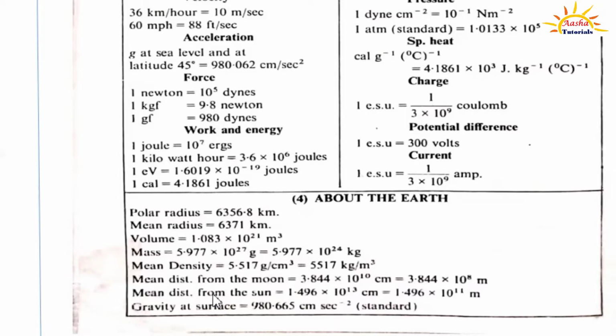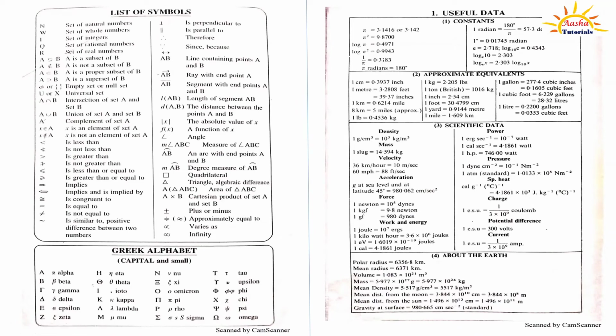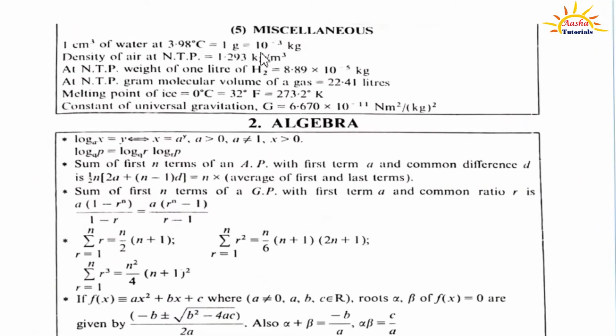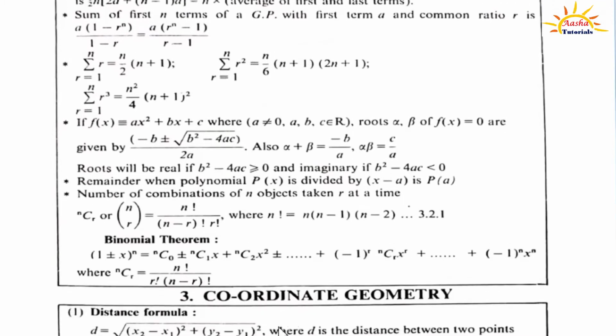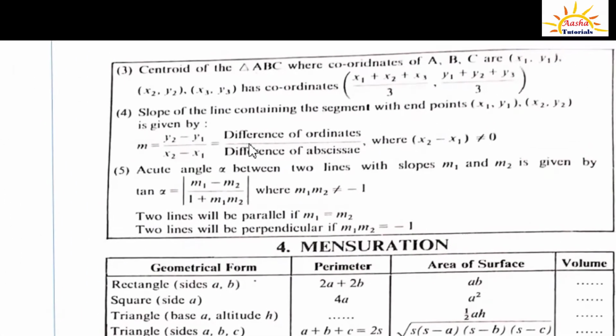I suggest that whenever you have free time, you go through all these constants, and you must remember them; this is very useful data. Then as I turn the next page, there are certain miscellaneous, meaning extra, things given related to water, as well as certain algebraic laws or rules like the binomial theorem. Then we have certain geometry related formulas like to find distance, the section formula, and how to find the slope of a graph on the next page.